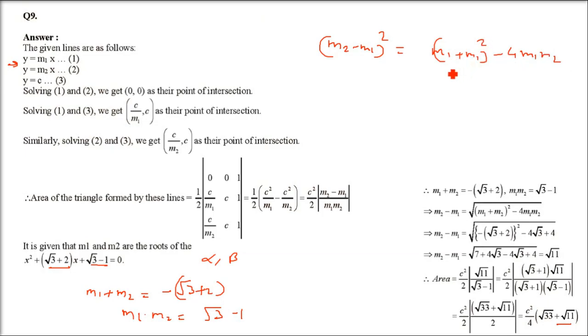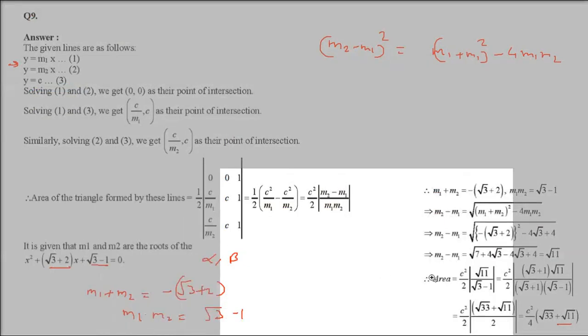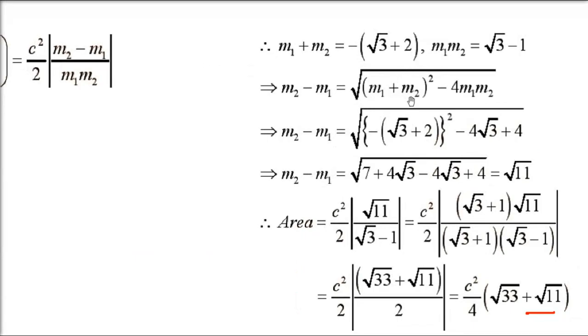If you open m1 plus m2 whole square, it will be m1 square plus m2 square plus 2 m1 m2. Now we have plus 2 m1 m2 and minus 4 m1 m2. That is going to give you minus 2 m1 m2. And m1 square plus m2 square minus 2 m1 m2 is nothing but m2 minus m1 or m1 minus m2 whole square. So m1 minus m2 or m2 minus m1 can be found out using this formula.